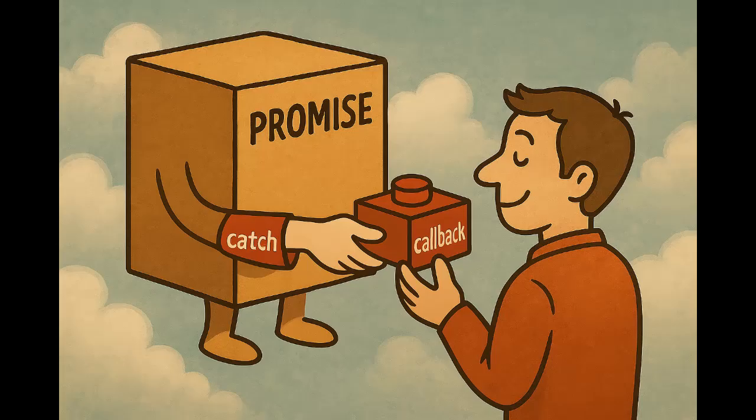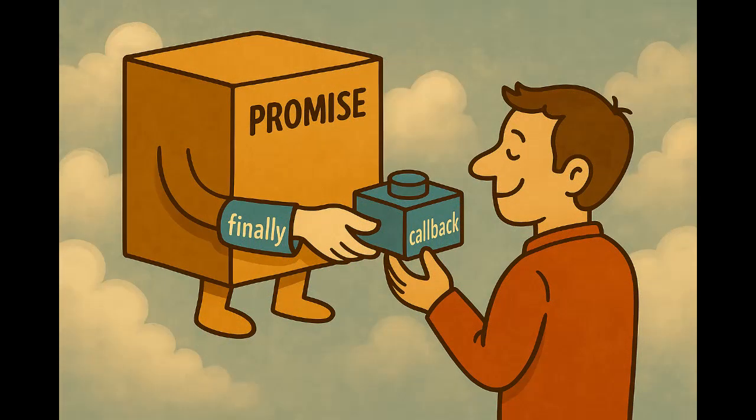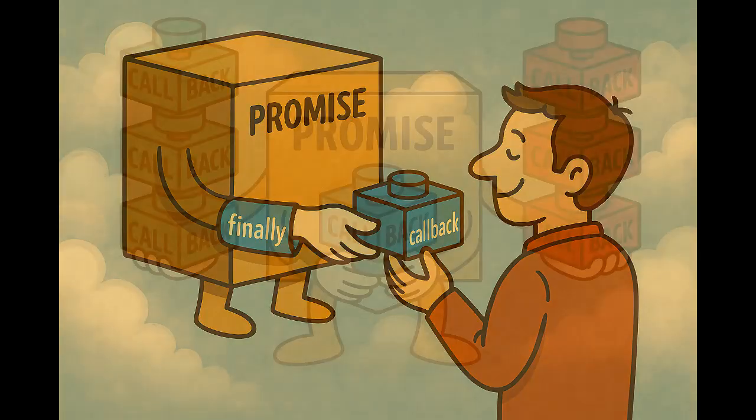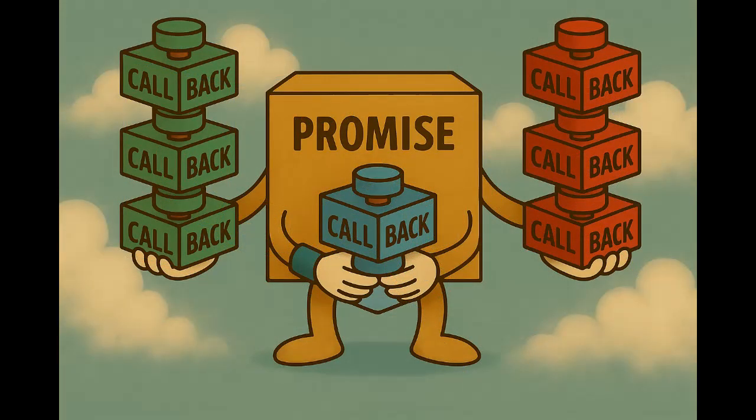There's also a third method called finally. The finally method also takes callbacks and keeps them in a separate list. These callbacks will run whether the promise succeeds or fails. Since these callbacks run in any situation, they don't receive any parameters. They're mainly used for cleanup tasks that don't depend on the result.